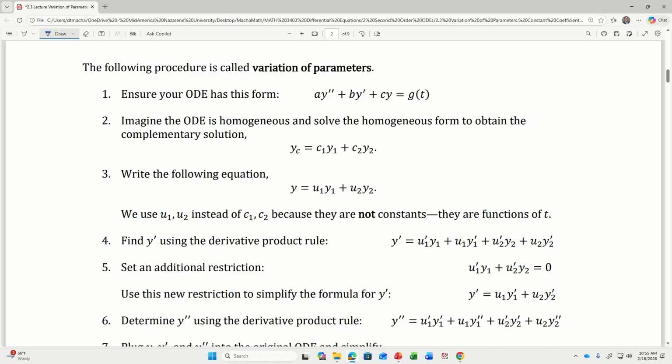You could technically invent a different constraint if you want to, but this constraint is formulated for a specific purpose. Because if we require that u1 prime y1 plus u2 prime y2 is equal to 0, that cancels out some of these terms in the y prime expression. It'll cancel out that one and that one. So that way when I simplify y prime, I just get u1 y1 prime plus u2 y2 prime.